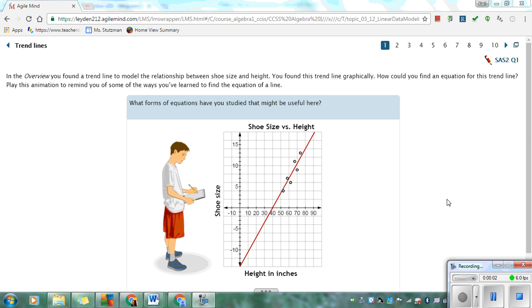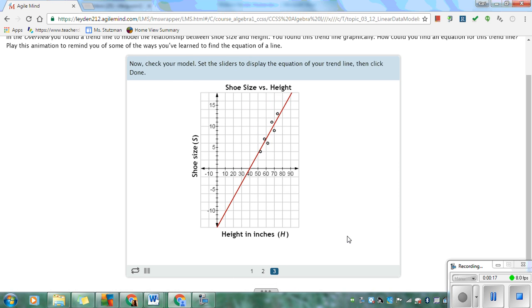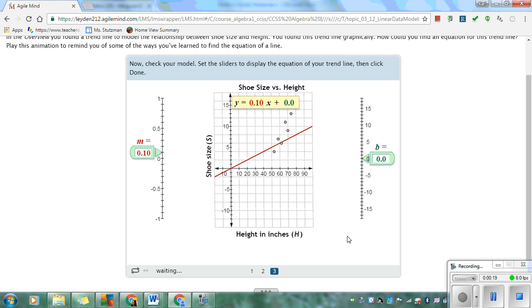Creating linear models for data, exploring trend lines. And so what we started looking at is positive and negative correlations. And we're going to look at this shoe size versus height again. And what we want to do, when you have a line that doesn't perfectly go through the points, is get a line of best fit. So we're going to do our best to make this line go through all of the points.